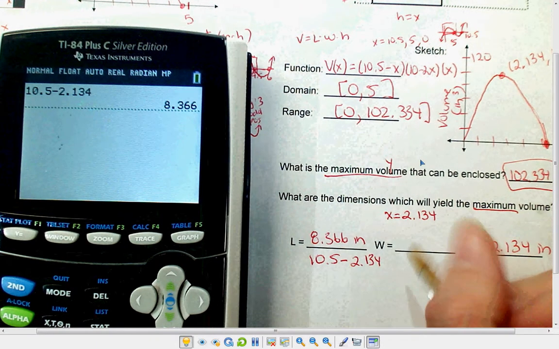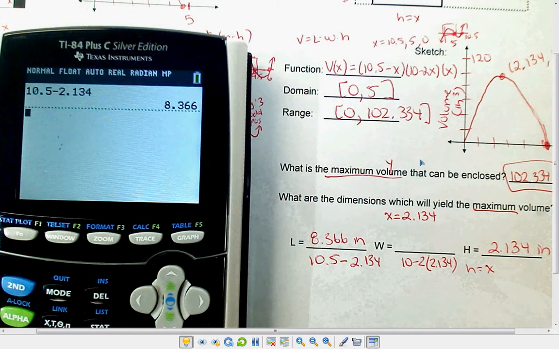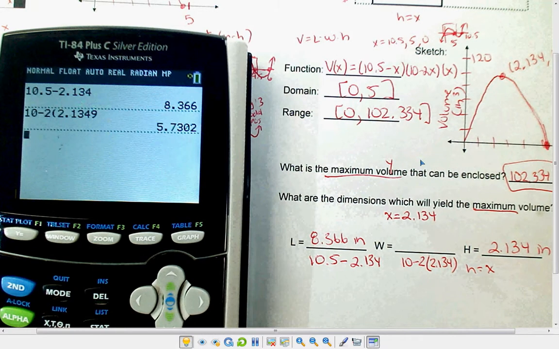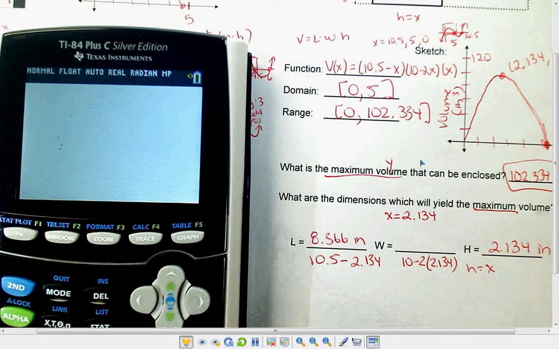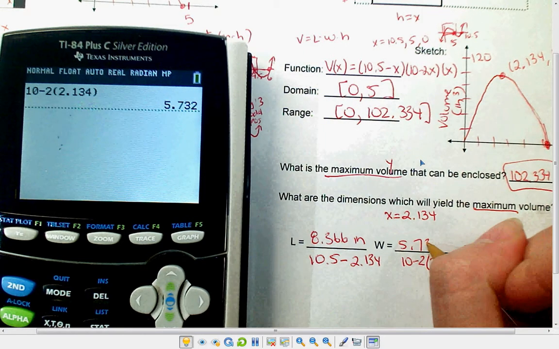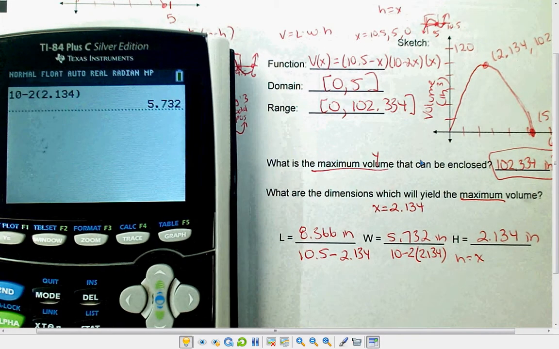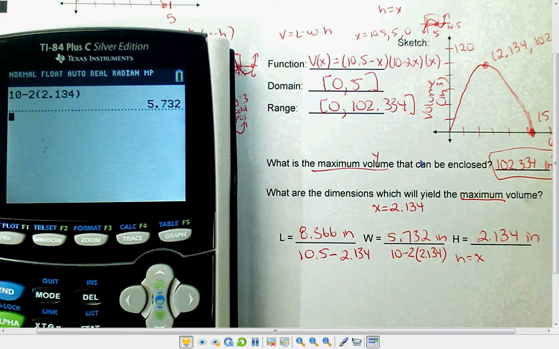Our width is 10 minus 2 times x. So we have 10 minus 2 times 2.134. And that gives us 5.732 inches. And there are our dimensions, which will give us the maximum volume. Again, all inches, because they're measuring distance.